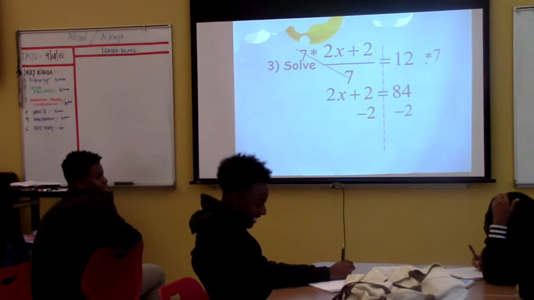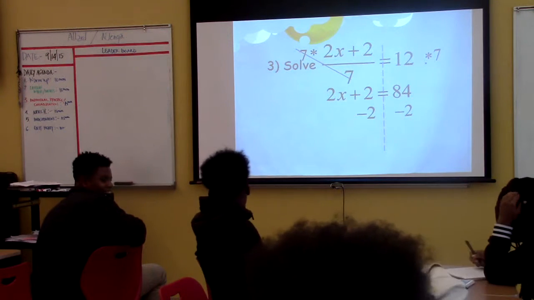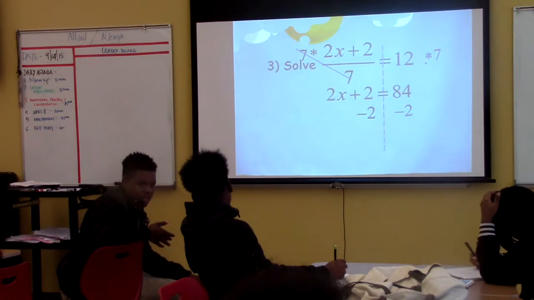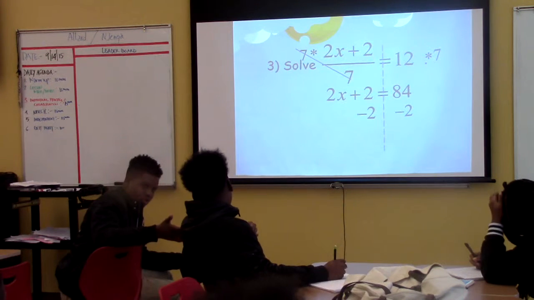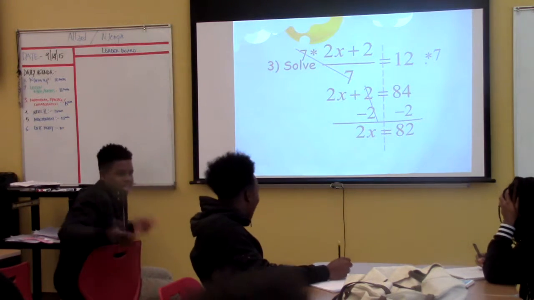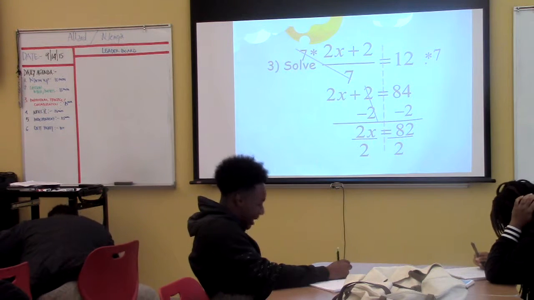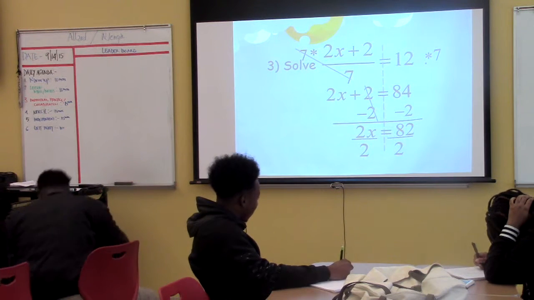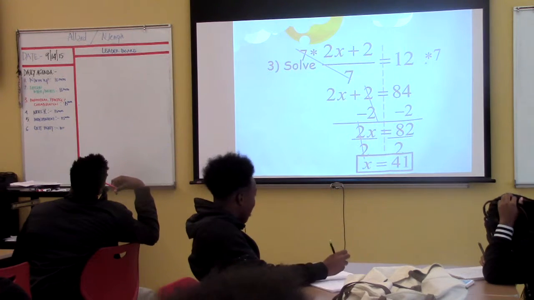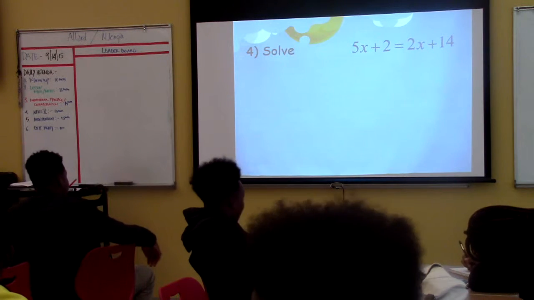Right, Kendra, you minus 2 on both sides. No, you minus, because remember we have to move the 2 first. So we're gonna move the 2 and then 2x equals 82. So we get 2x is equal to 82, and then we can divide both sides by 2, 41. So your x will be equal to 41. 5x plus 2 is equal to 2x plus 14.